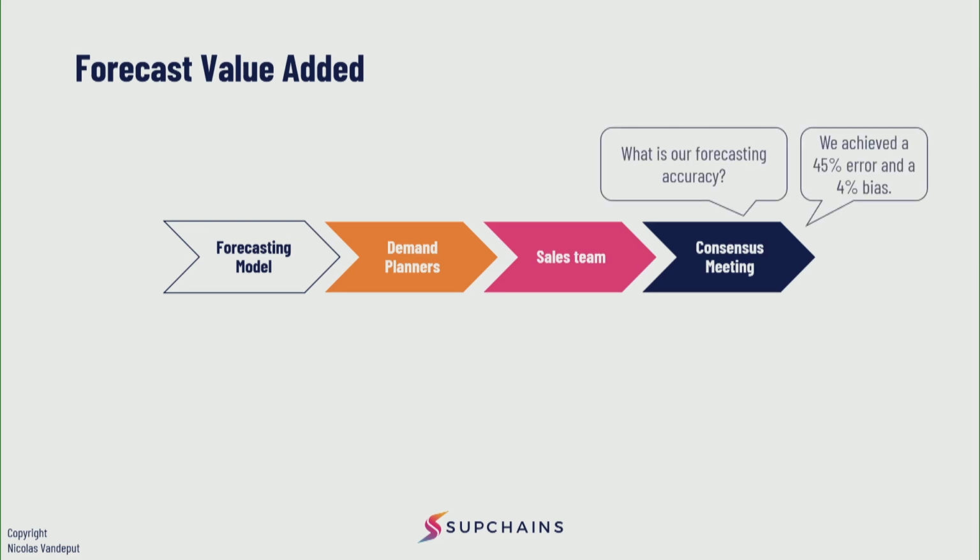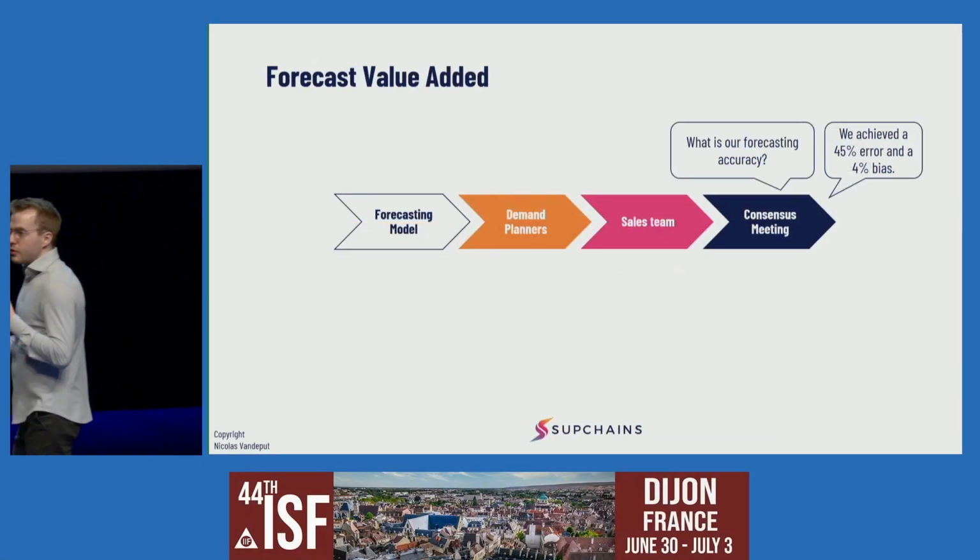consensus meeting. Now, what I usually see in supply chain is people are going to evaluate the quality of their process by tracking, okay, what's the final accuracy of this? And they say, 45% error, that's better than last month. Great job, guys. You're going to get a promotion or bonus or something like that. Most supply chain functions work like this. Now, I think this is the wrong way of doing it.